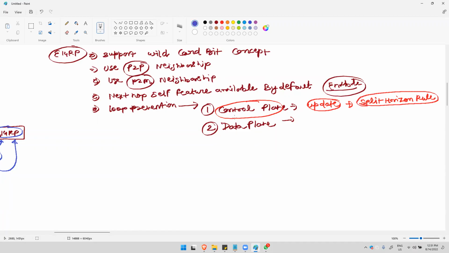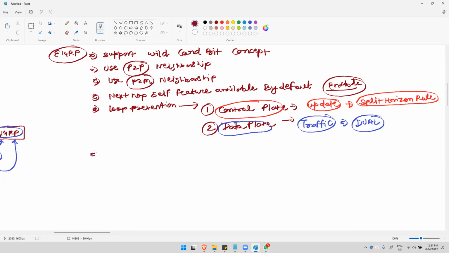If someone asks what is the meaning of a data plane loop: whenever a user sends traffic and it goes around via a path, then we get a data plane loop. So this loop is prevented by which algorithm? DUAL. Any issue? No. Okay.